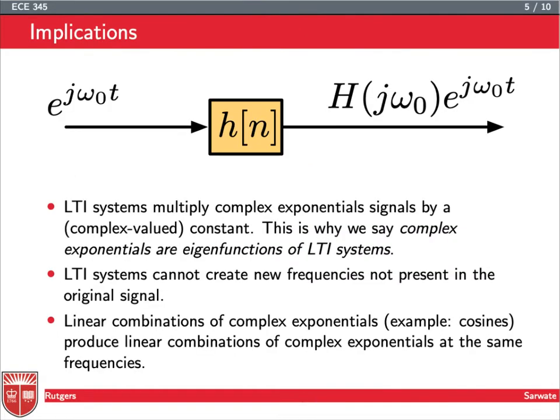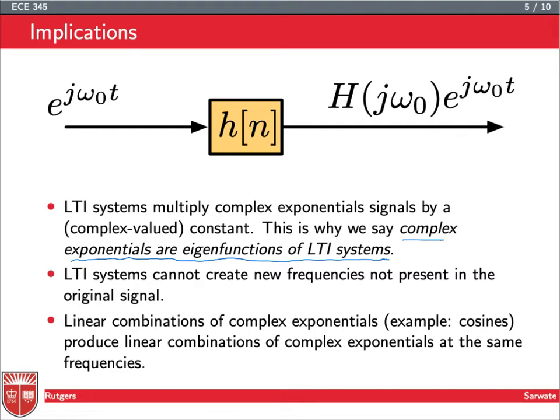So what are we saying? We're saying that LTI systems multiply complex exponentials by a complex valued constant, and this is exactly why we say complex exponentials are eigenfunctions of LTI systems. This is the shorthand phrase that we use to describe this property of LTI systems, that they just manipulate complex exponentials by multiplying by a constant. So if you have a frequency omega naught in your input signal, that omega naught frequency component, which you can think of as e to the j omega naught t, is just going to get scaled up or down by a complex number.